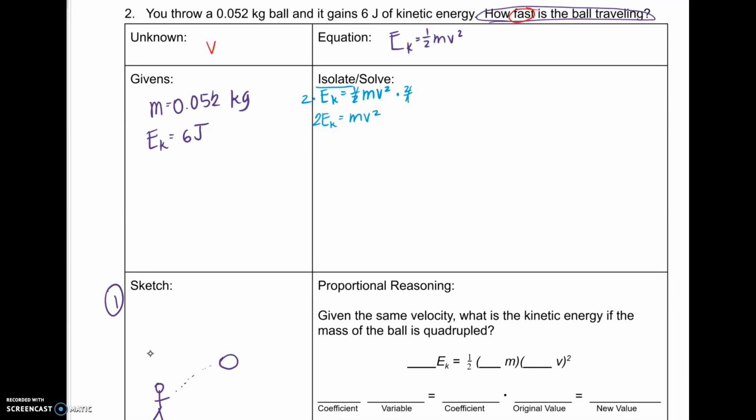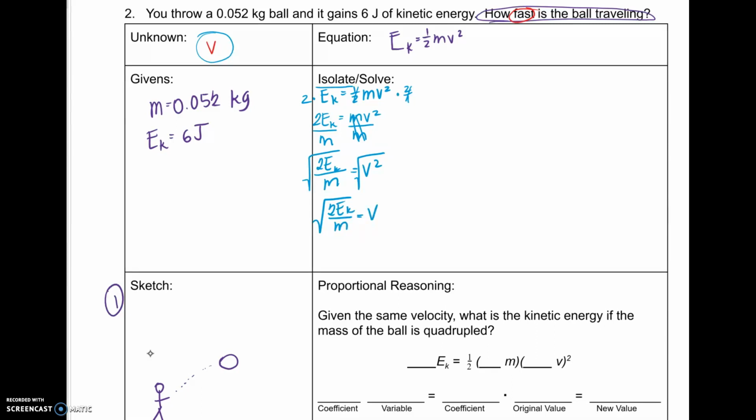So now we have velocity squared and m still attached to the v. To get rid of the m, we're going to divide by m on both sides. So that cancels that out. And so now we have 2EK over m is equal to velocity squared. Now we're trying to get velocity by itself, not velocity squared. So we are going to square root it, which is the opposite of the squaring, right? So we have the square root of 2EK over m is equal to velocity.